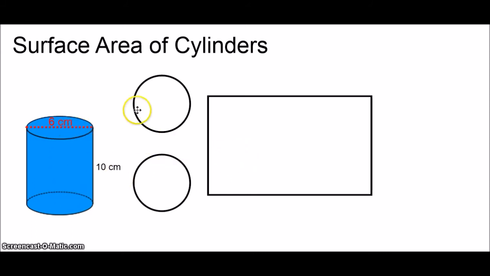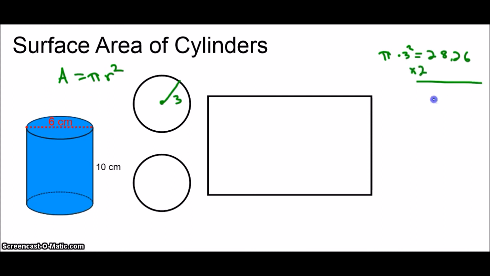So to find the surface area of each circle, we're going to use area equals pi times the radius squared. So the diameter of this circle is 6, so that means the radius would simply be 3. So we need to do pi times 3 squared. So pi times 3 squared, or pi times 9, is 28.26. Since we have 2 of those circles, we'll multiply that by 2, and when we multiply that by 2, we get 56.52.